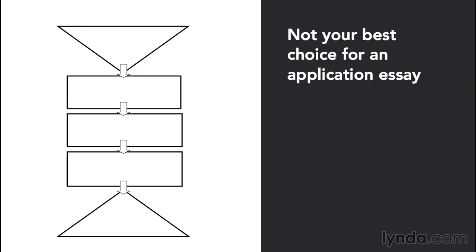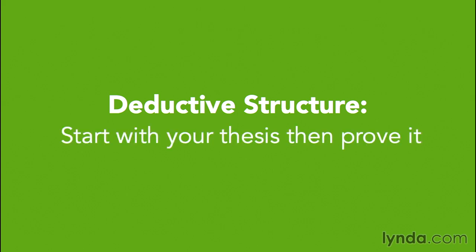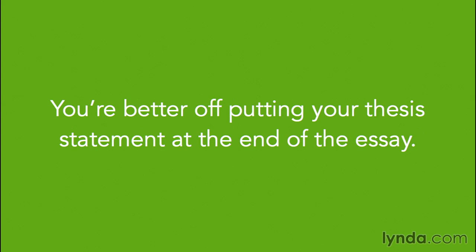While this structure can work just fine for an analysis or argument paper, it definitely isn't your best choice for a college application essay. The 5-paragraph essay is an example of what is known as the deductive structure. You start with providing the reader your thesis, and then you prove it. In a personal narrative such as a college application essay, however, you actually may be better off putting your thesis statement at the end of your essay.